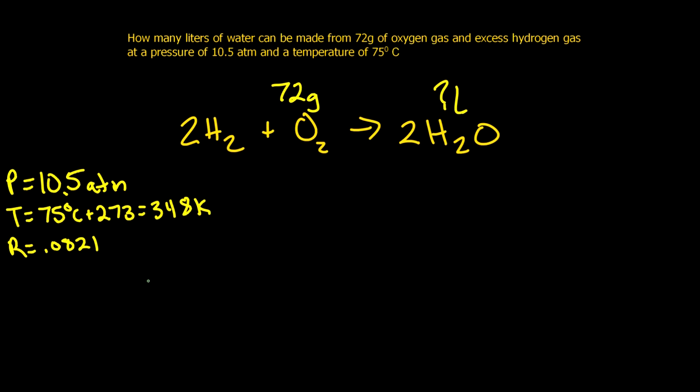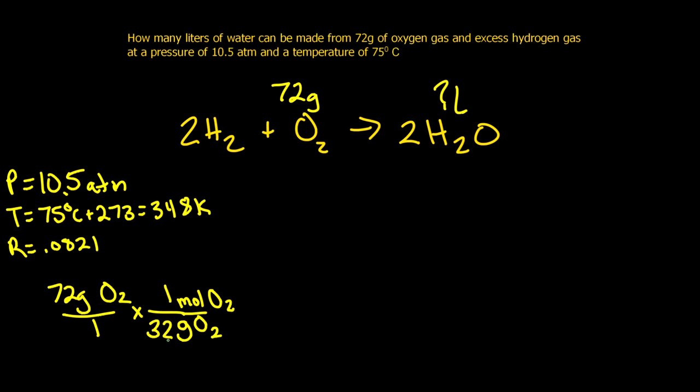So I got 72 grams of O2. Stick that over 1. I need to change grams of O2 to moles of O2. So grams of O2 go on bottom. Moles O2 go on top. 1 mole of O2 is 32 grams of O2. So grams of O2 cancel. Now we've got moles of O2.